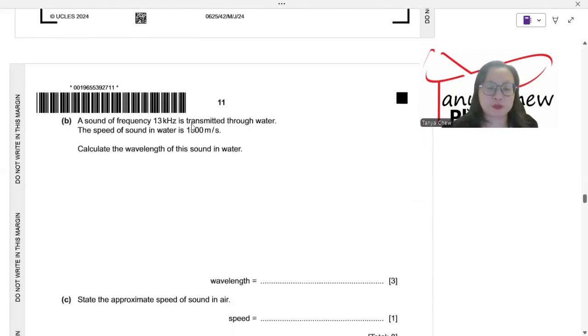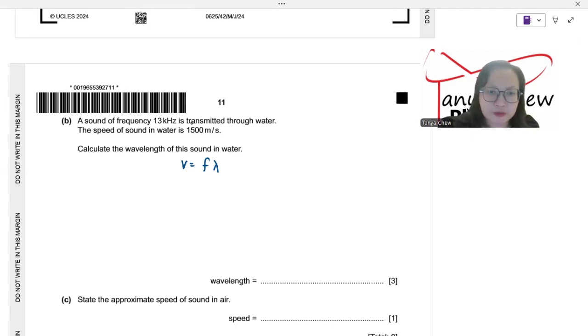A sound of frequency 13 kilohertz is transmitted through water. The speed of sound in water is 1,500 meters per second. Calculate the wavelength of this sound in water. So all you need to do is just to write down the equation of the wave. Wave speed is equal to frequency multiplied by the wavelength.